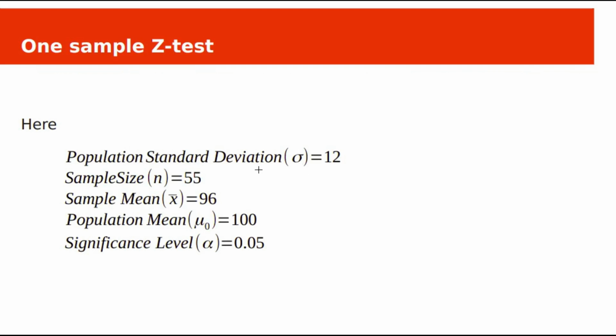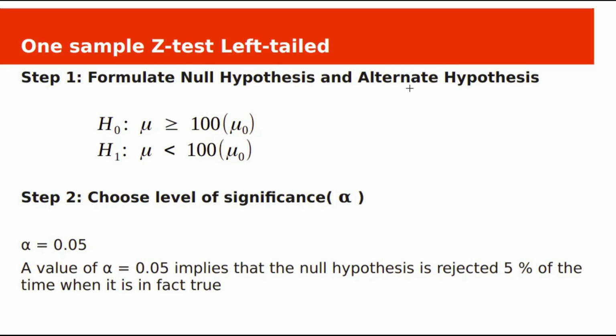This is our data. Population standard deviation is 12 points. Sample size 55. Sample mean, the school students' reading test score mean, is 96. Population mean mu naught, which is the region mean score, is 100 points, and alpha level is 0.05. First step is to formulate the null hypothesis and alternate hypothesis. Here we need to test whether these school students have lower mean scores than regional students. Regional student score is 100 points, which is the mu naught, and the null hypothesis will be mu greater than or equal to 100, with alpha level 0.05.